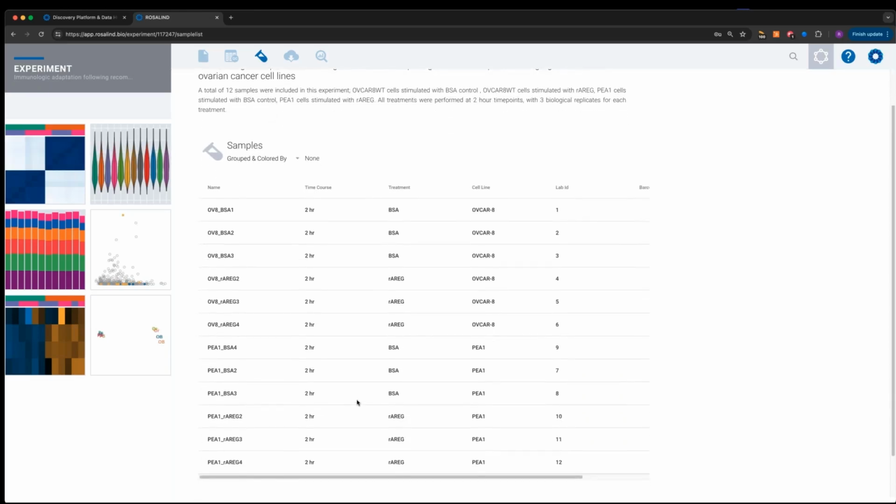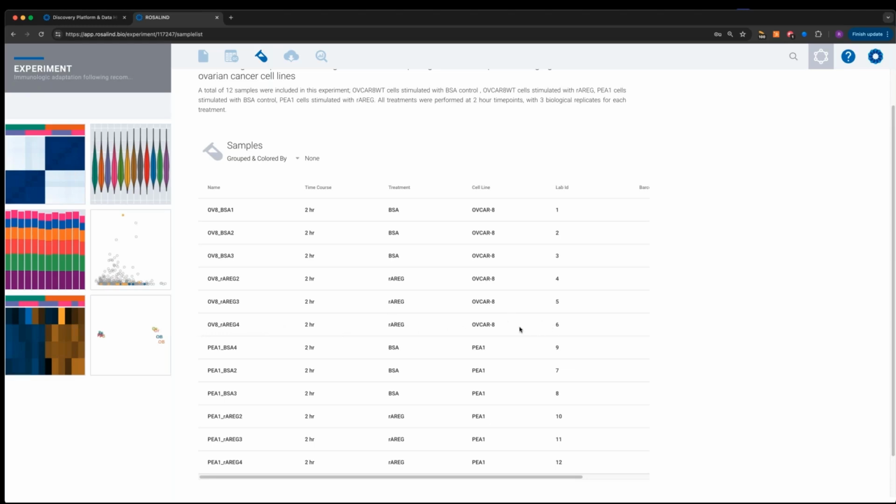So in this case, we're going to focus on only these samples at the top. We're going to focus on these 6 here at the top. So all of the treatment is done at 2 hours time points, and we have 2 treatments. We have this recombinant anthraregulin treatment here versus our BSA control. And this happens to be in the cell line OVCAR8. This is an ovarian cancer cell line.